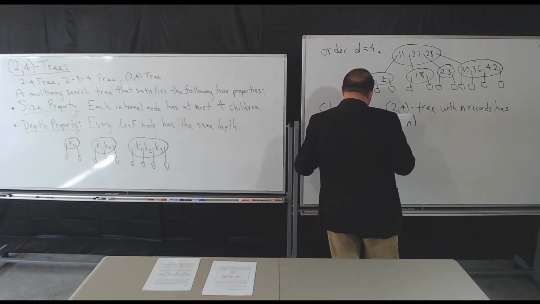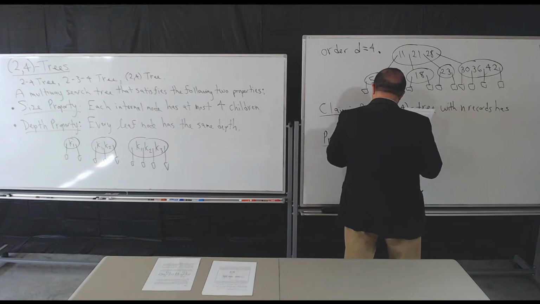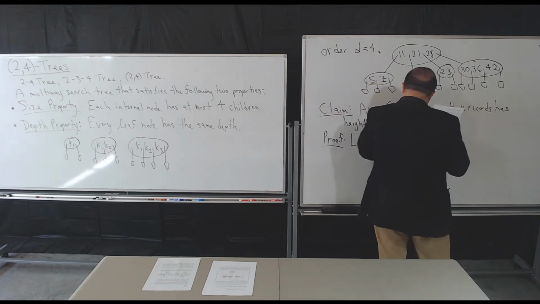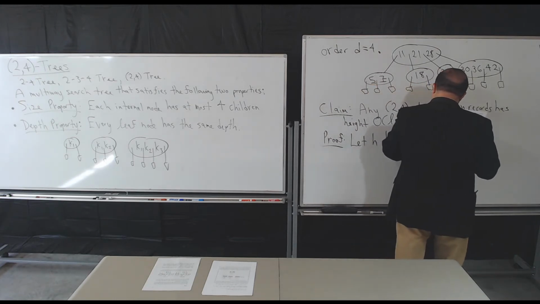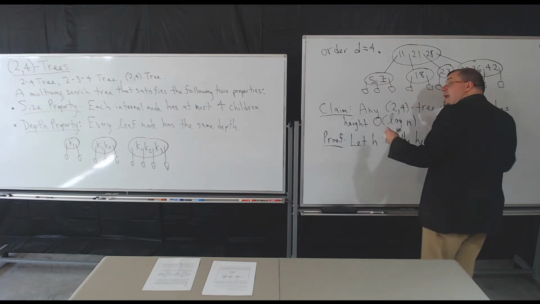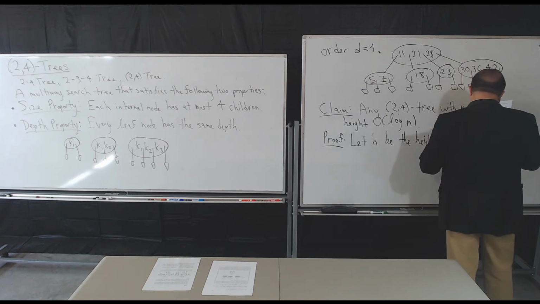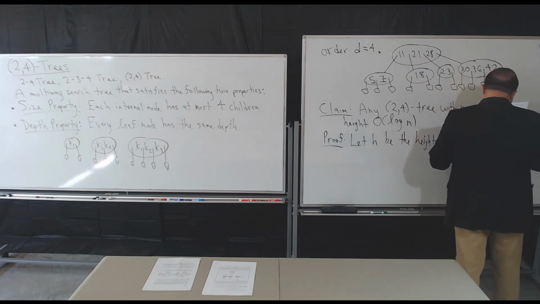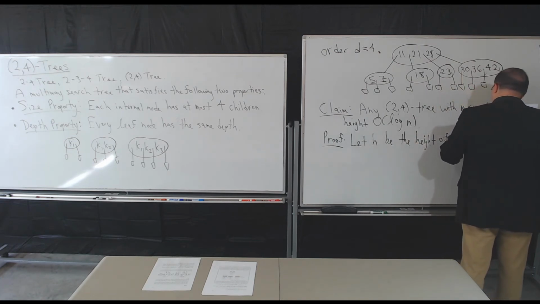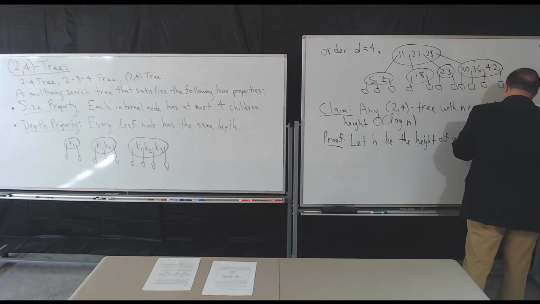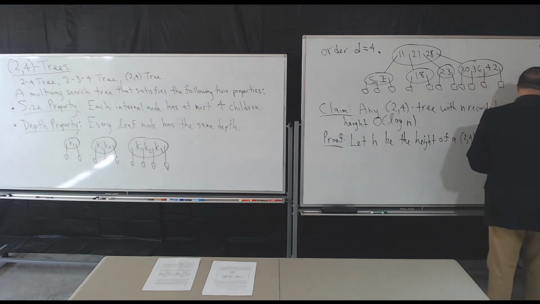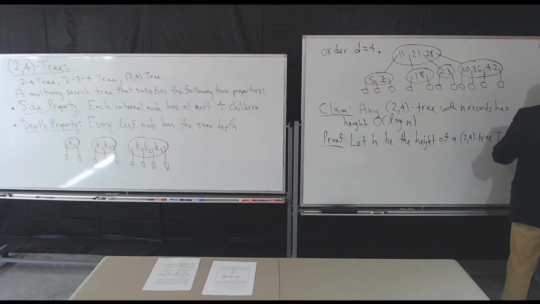So here's the proof. I'm going to let H be the height. Remember, I have to consider any 2-4 tree, right? The height of a 2-4 tree. I'm going to give it a name. I'm going to call it T with n items.